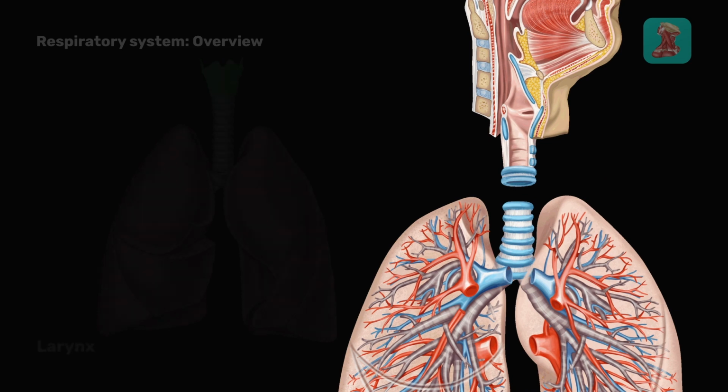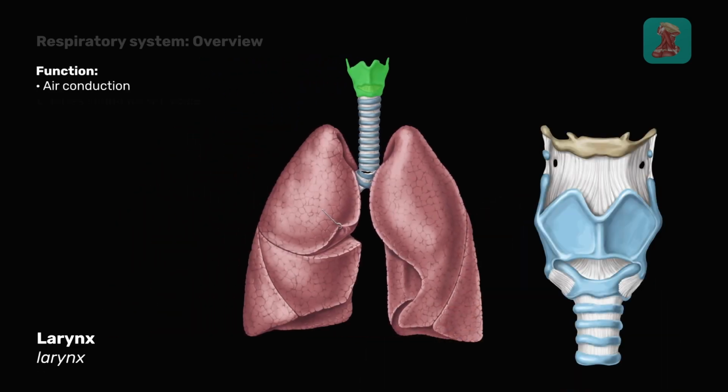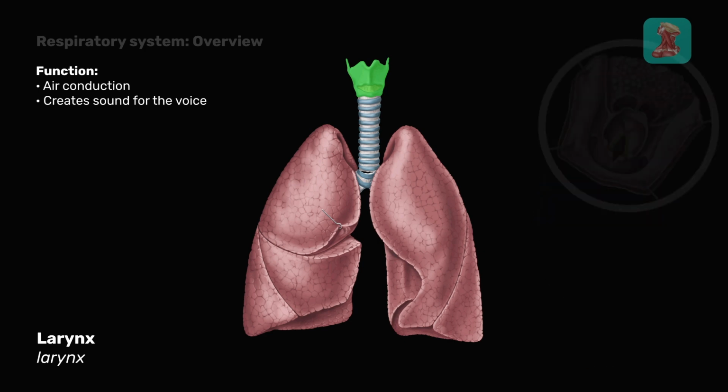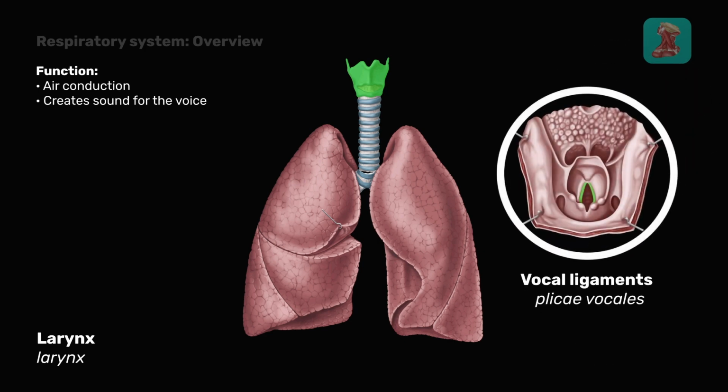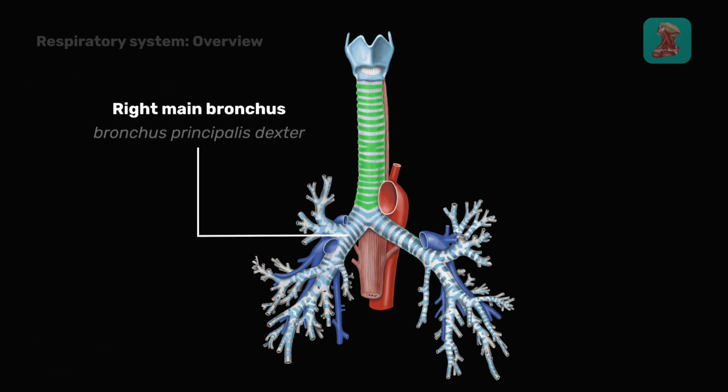Then the air passes into the larynx, where it passes further and creates sound for the voice. This is the function of the vocal ligaments. The larynx continues into the trachea. The trachea is virtually a hollow tube, which freely passes air further into the right and left main bronchi.